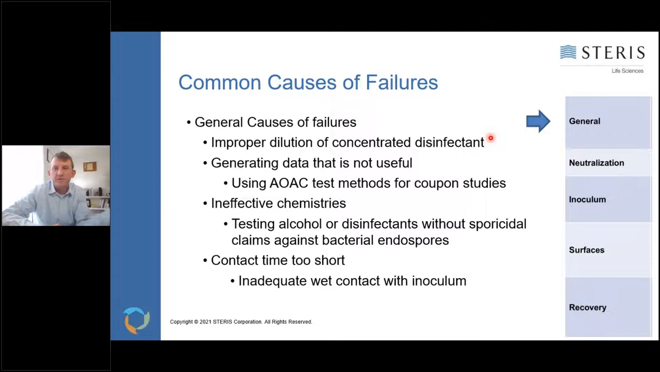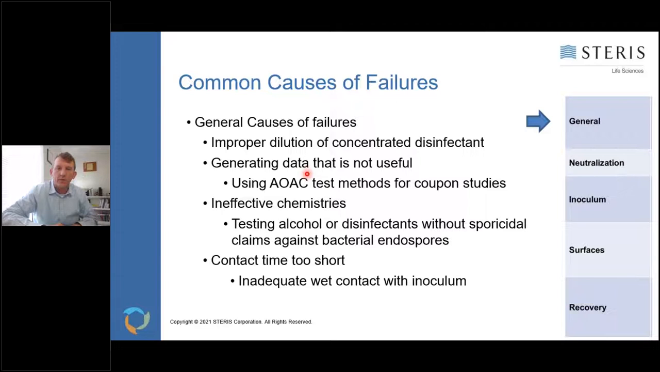Another, as Jim alluded to, is using the wrong methods. AOAC methods are used, as mentioned, for registration of disinfectants with the US EPA. They're very good methods in that they've been around since the 1940s. I mean, they've been around for 80 years, and there's a lot of data behind them, but they're qualitative. You either pass or you fail. You either have growth or no growth. It doesn't tell you any useful data for evaluating whether or not you can get a log reduction that is needed in a critical environment.